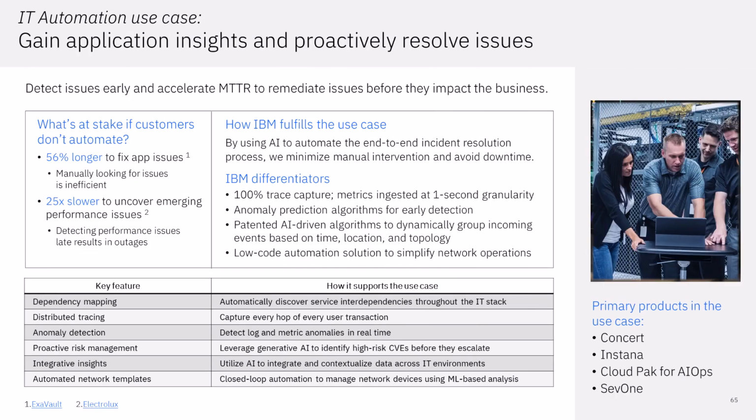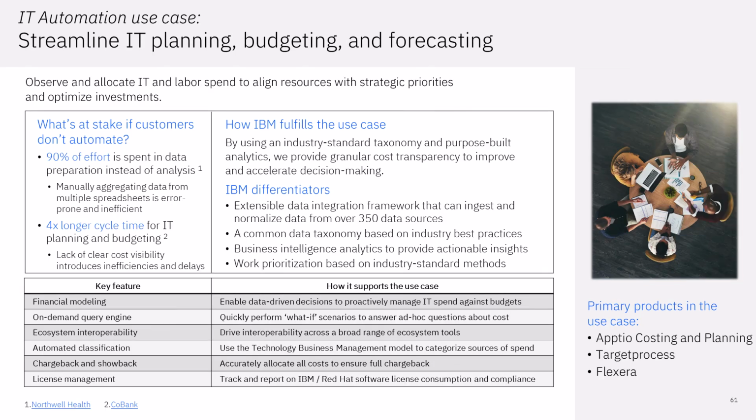The third use case is gain application insights and proactively resolve issues. The primary products in this particular use case are IBM Concert, Instana, Cloud Pak for AIOps, and Sev1. And there are two resources that are related to this. First one is Exavolt, and the second one is Electrolux. The next use case is streamlining IT planning, budgeting, and forecasting. The products that we feature here are Apptio Costing and Planning, Apptio Target Process, and Flexera One. And the resources or references that we use for this are Northwell Health and CoBank.